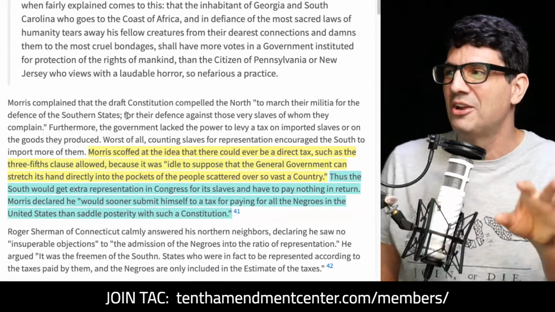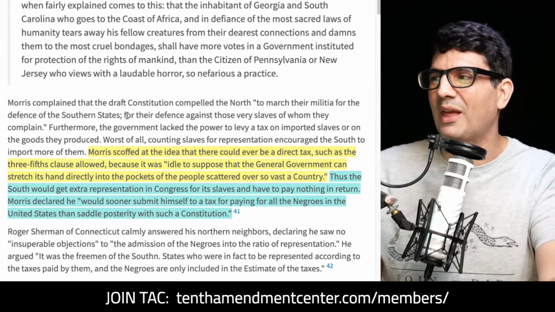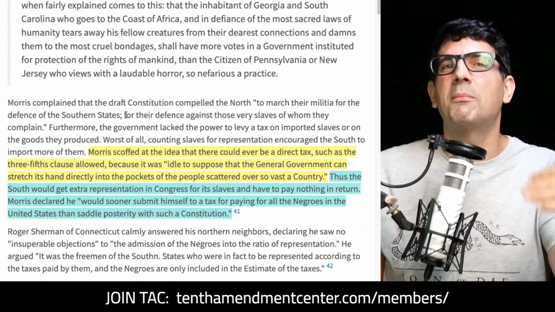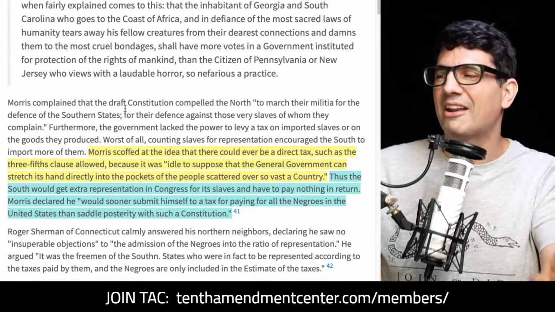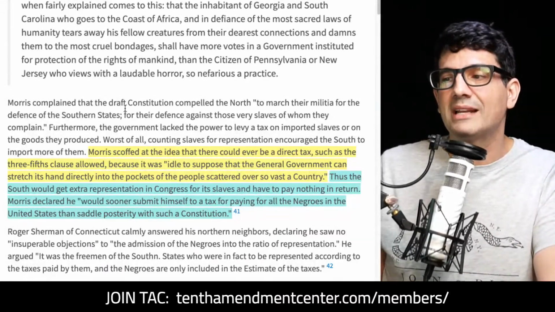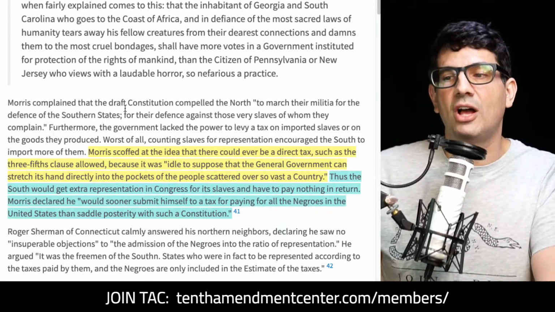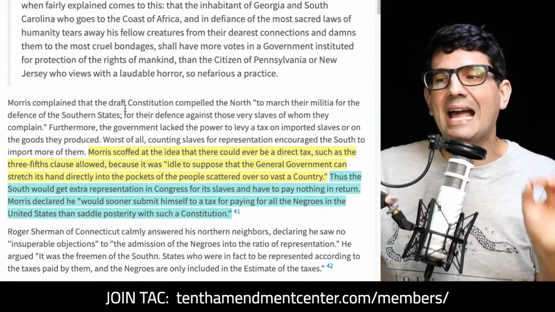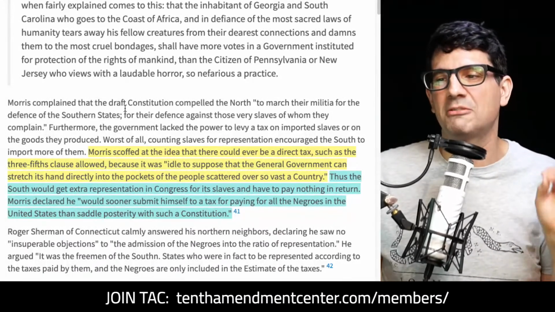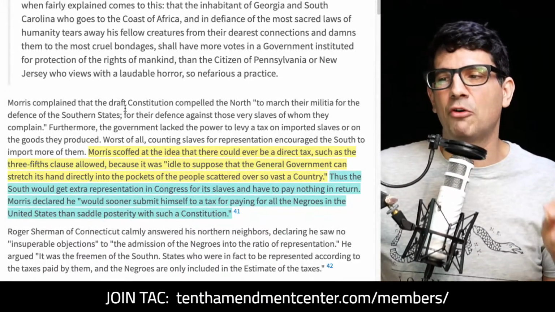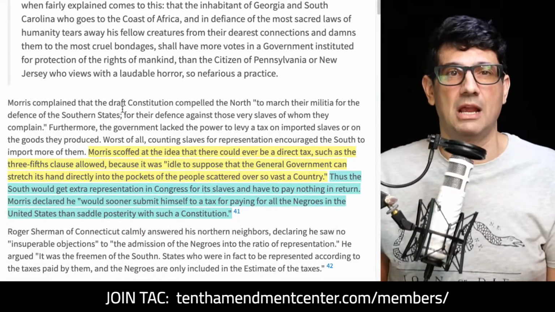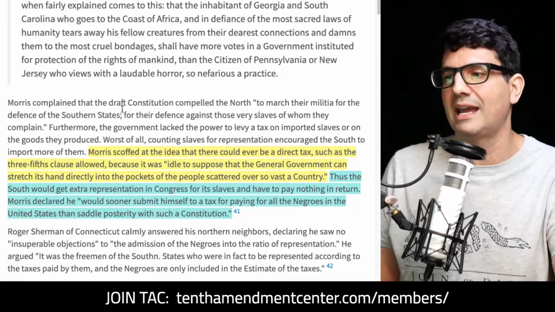And I know there's a lot of 16th Amendment debate, and people that I know and love over the years have talked about this, but they couldn't even give a straight answer. I've got to figure out who that was. But Morris scoffed at the idea that there could ever be a direct tax, such as the 3/5 clause allowed, because it was, quote, idle to suppose that the general government can stretch its hand directly into the pockets of the people scattered over so vast a country. They were not expecting a direct income tax, for example, or any other kind of direct tax.